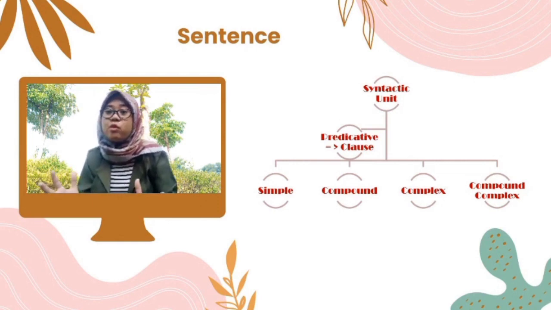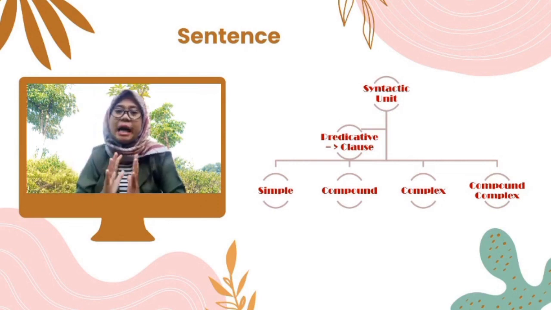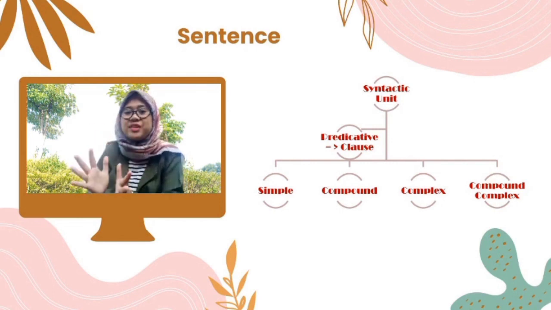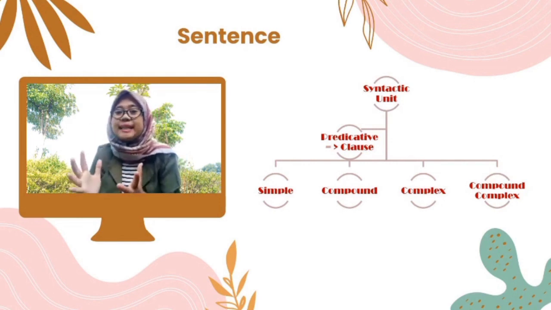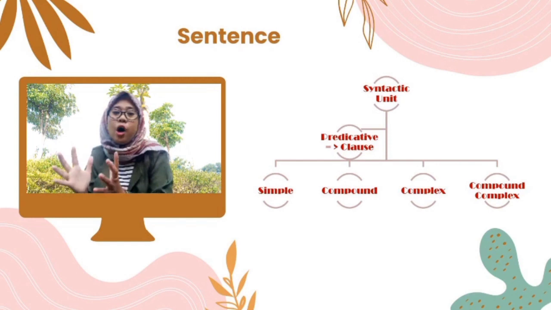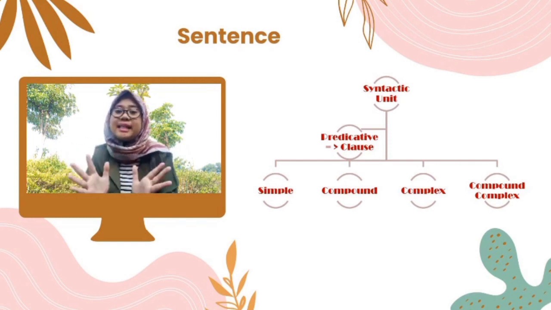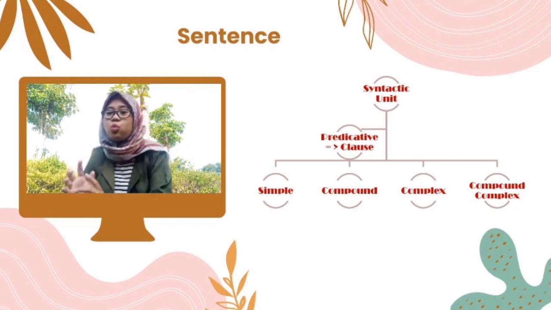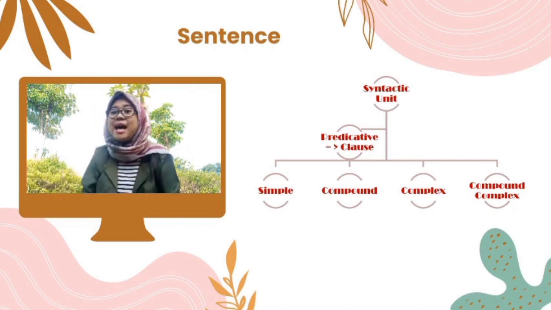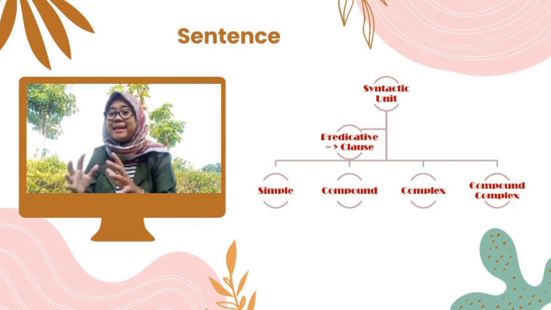A sentence may be one of four kinds, depending upon the number and types of clauses it contains. A simple sentence is a sentence that consists of just one independent clause. A complex sentence is a sentence that contains an independent clause and one or more dependent clauses. A compound-complex sentence combines the two.